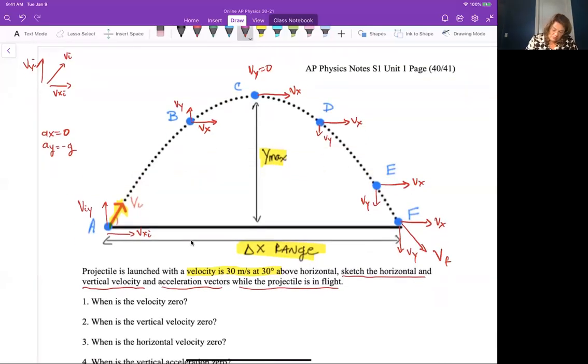What about acceleration? Okay, we want to know about acceleration, so let's do that in purple. So let's do two acceleration vectors throughout the entire trip. Let's do y first. What's going on with y? Well, every single location, the acceleration in the y direction is negative g. That vector is always pointing downward. And it's the same magnitude on the way up as it is on the way down. Always. It's in free fall, so it's 9.8 meters per second squared while we're on Earth in the downward direction. So no matter where I'm at, that vector is always pointing downward.